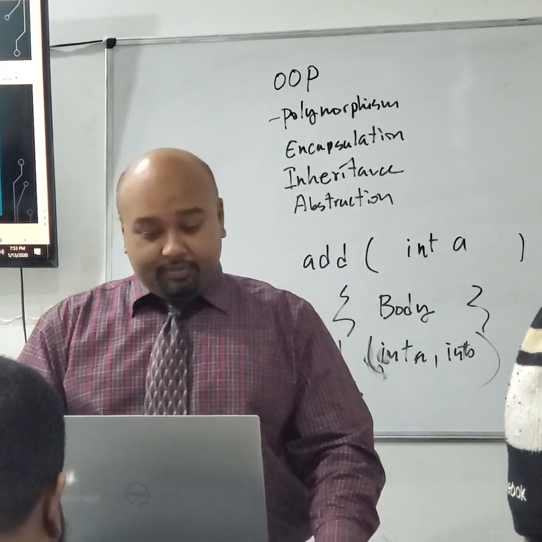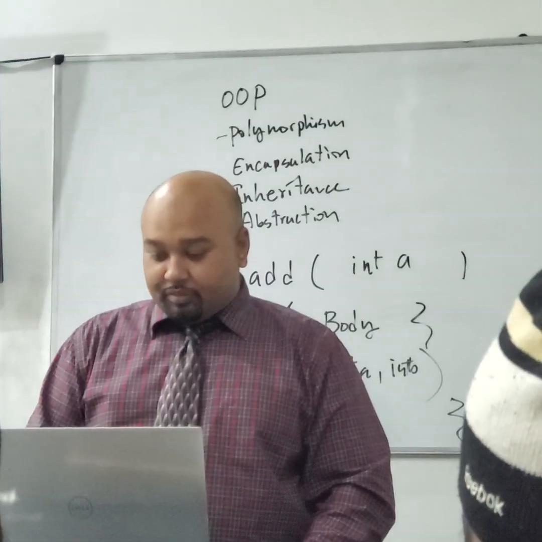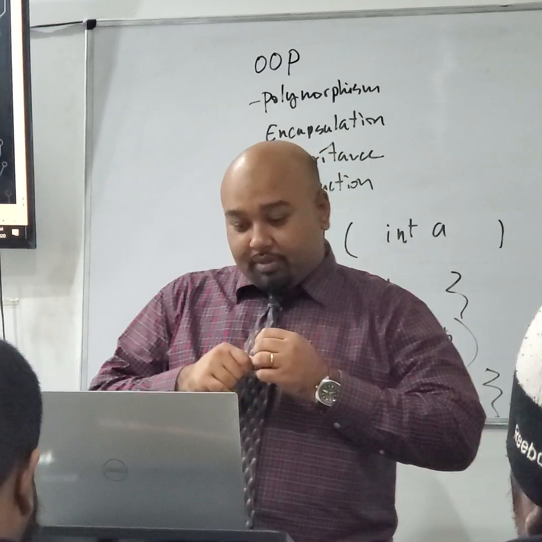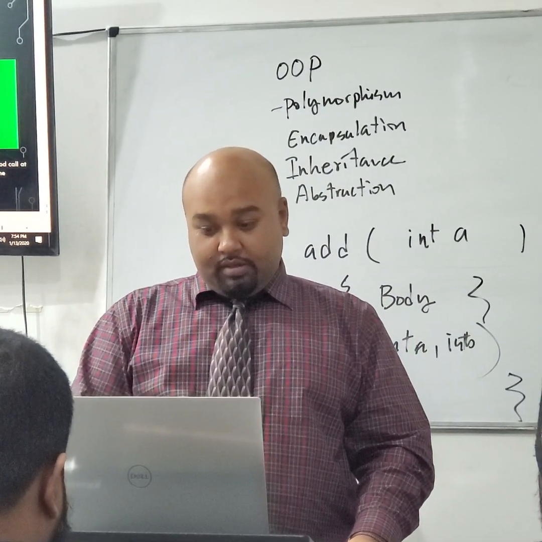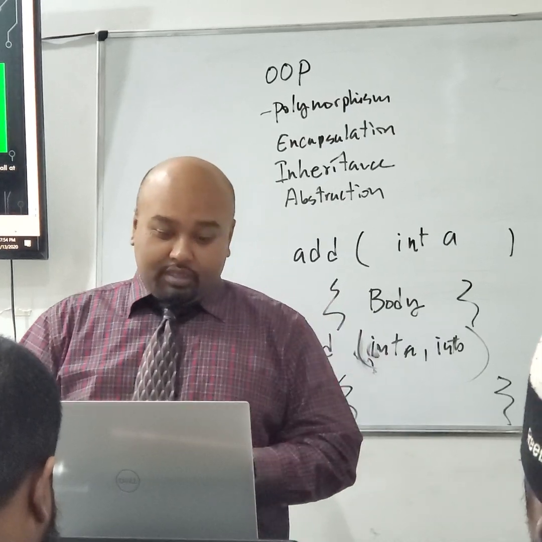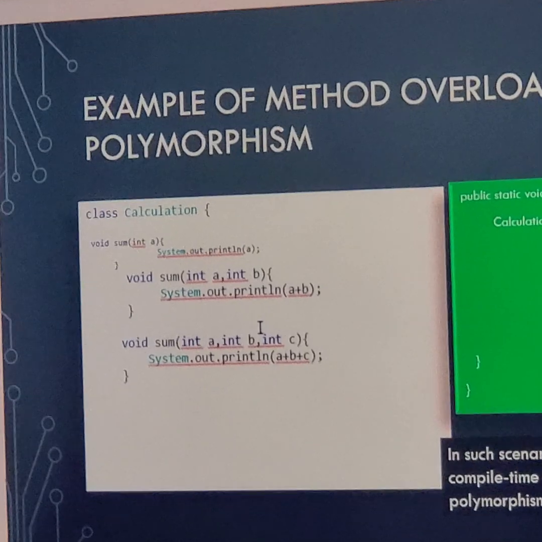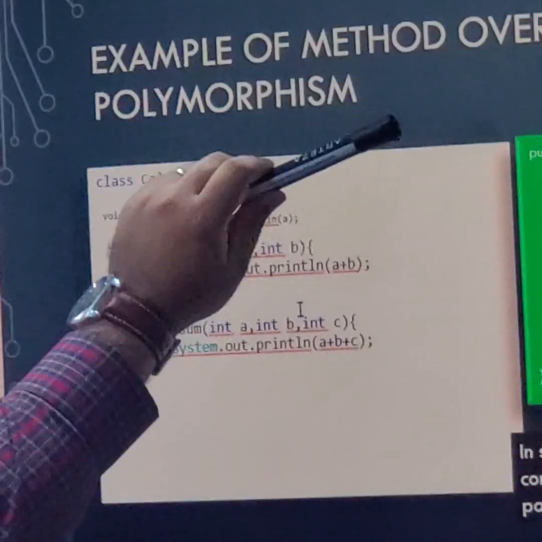So overloading. Poly means many. Morphism means structure. So now we're talking about method overloading. You see the example over here. Are you able to see it? This is a good example of polymorphism with overloading.